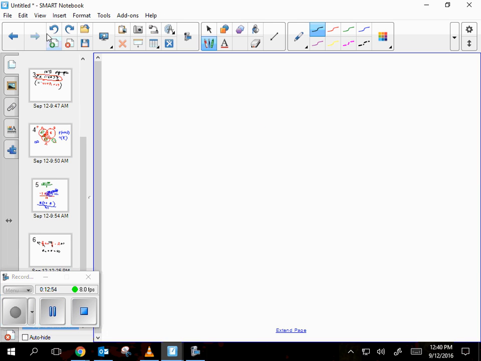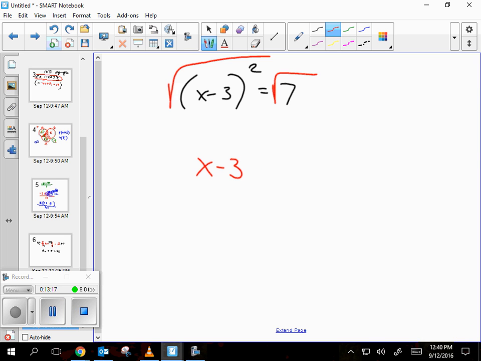Number 5, read it to me. All right, awesome. The first step on this guy is to get the squared off of there. So I'm going to take a square root of both sides. Now, when you take a square root, it undoes the squared, and you have x minus 3 left. But if you just leave it like that, you're going to get it wrong. Square root of 7 is still the square root of 7. Oops. I don't know what that is, so I just leave it as square root of 7. What is wrong with what I just wrote? He knows. What do you think?